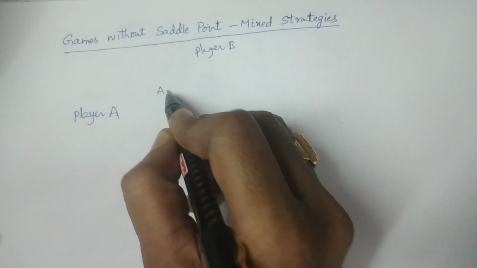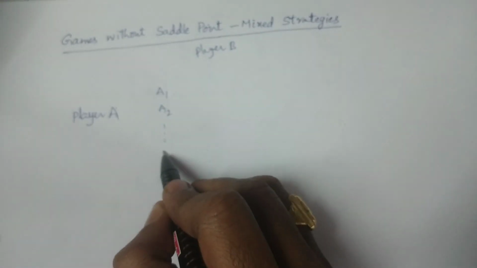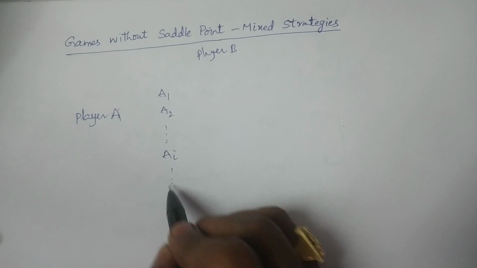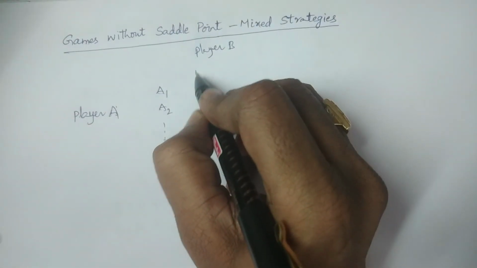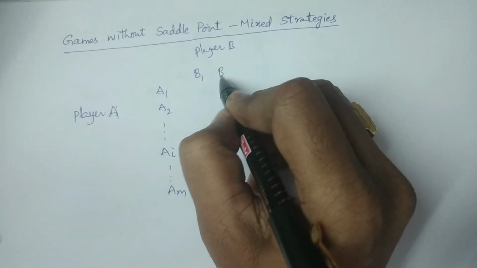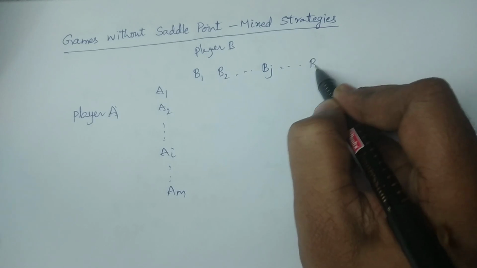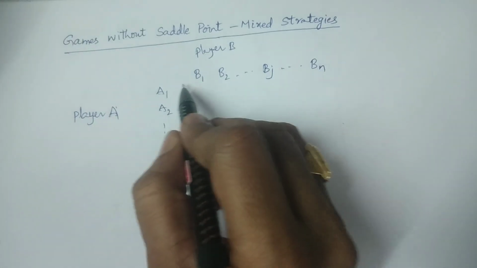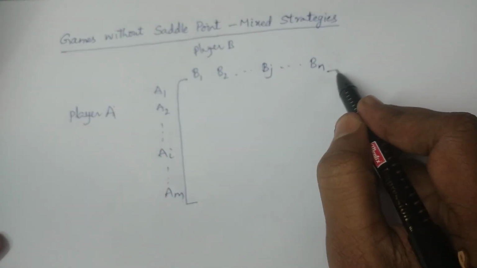For example, player A having M strategies, A1, A2, and so on, AM, and player B is having N strategies. Let it be B1, B2, and so on, Bj, j is equal to 1, 2, and so on, N, i is equal to 1, 2, and so on, M, right? A1 to AM and B1 to Bn.